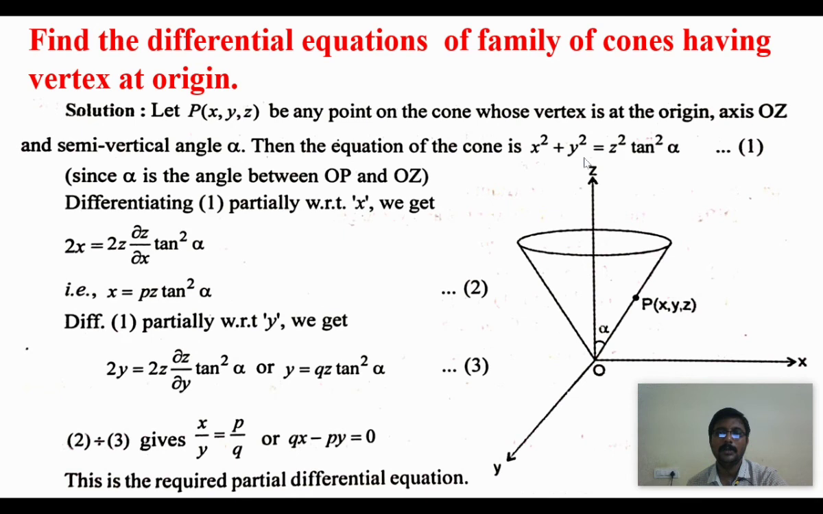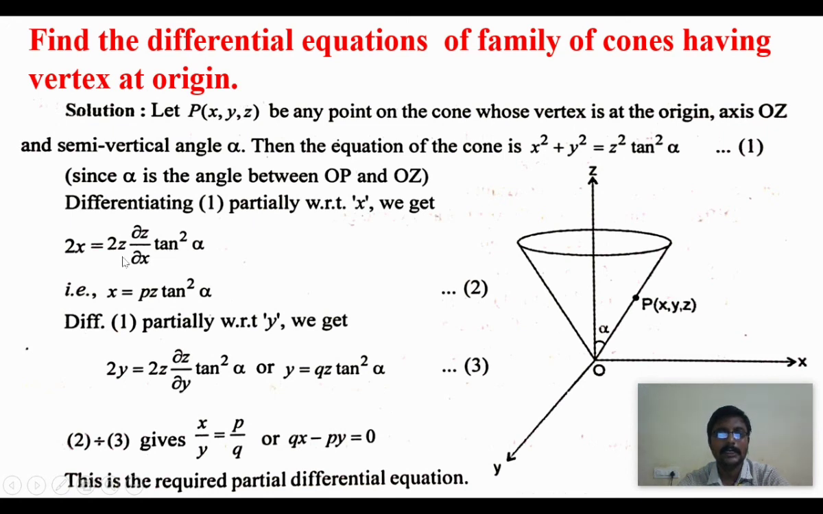Now we have to form the partial differential equation by eliminating the parameter alpha. For this sake, we have to differentiate partially with respect to x and with respect to y. So differentiating partially with respect to x, x square derivative is clearly 2x, y square derivative becomes 0 because we are differentiating partially with respect to x. And for z square tan square alpha, z square derivative is 2z, and then we have to differentiate z also. Don't forget to give preference to z, because z is a dependent variable which depends upon x and y, so dou z by dou x, and tan square alpha is constant here.